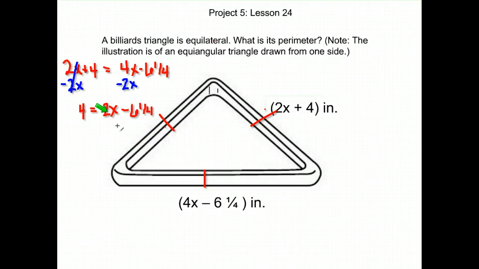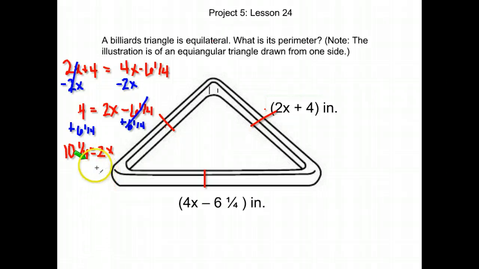I want to get the x's all alone now, so I need to remove that 6 1/4. To do that, I'm going to add 6 1/4, do the opposite of what was there. Add 6 1/4 to this side. Now I know we're afraid of fractions, but this first fraction step is not too bad. You just add the whole numbers. 4 plus 6 is 10. Add the fractions. No fraction plus a fourth is just a fourth. So I get 2x equals 10 1/4.